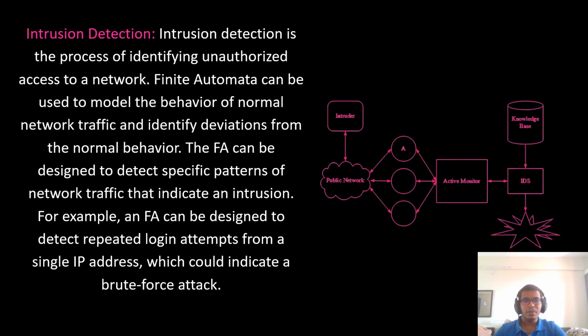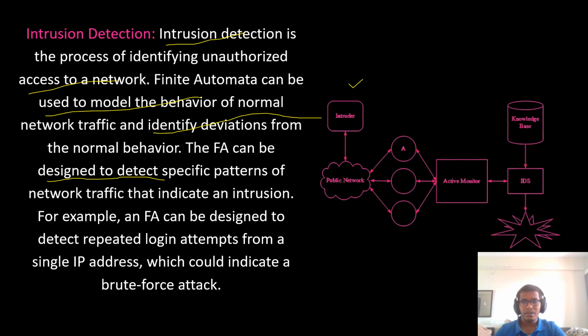Finite automata can also be used in intrusion detection. Intrusion detection is the process of identifying unauthorized access to a network. Finite automata can be used to model the behavior of normal network traffic and identify the deviations from the normal behavior. The FA can be designed to detect the specific patterns of network traffic that indicate an intrusion.